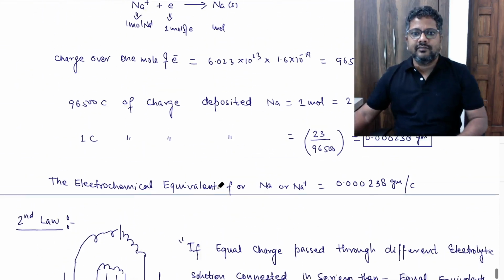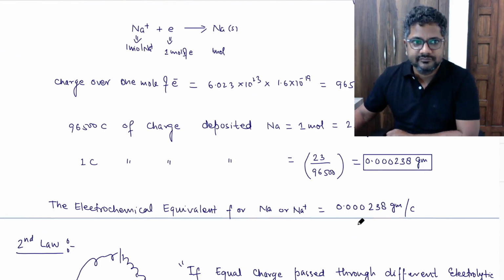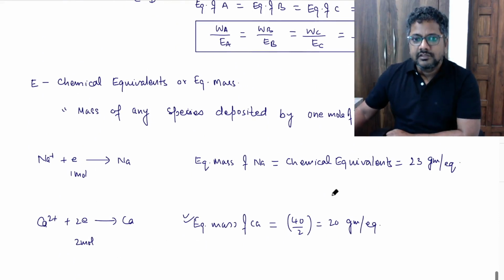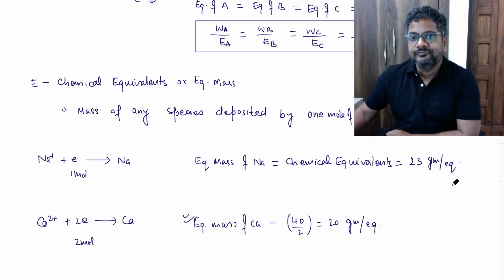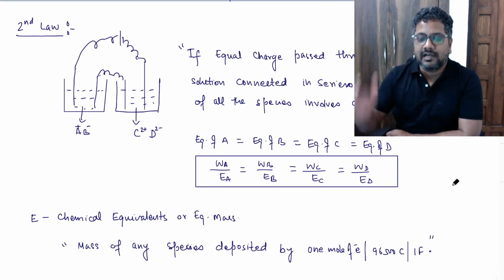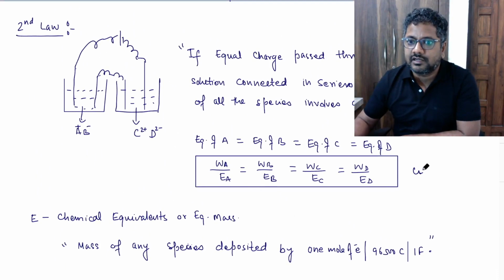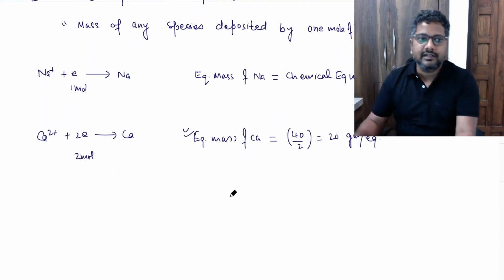In this way you can define chemical equivalents and electrochemical equivalents. For sodium, the electrochemical equivalent value is 0.0000238, and here it is 23 grams per equivalent. So this is the difference between these two. And what is the limitation of this? The limitation is only that the current efficiency should be equal to 100%, right?